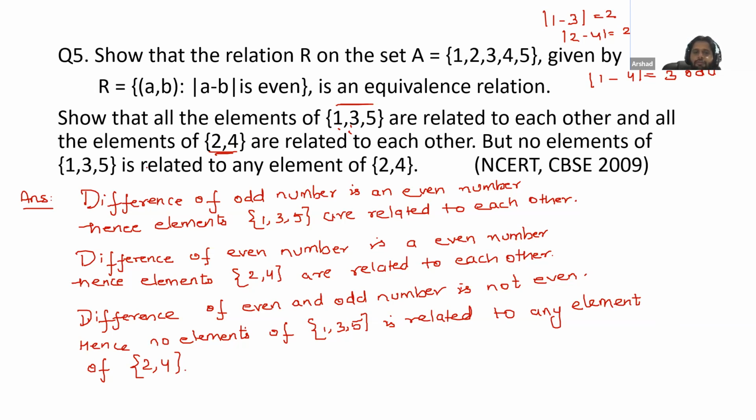Now here we are saying that no element of 1, 3, 5 is related to 2, 4, because this is odd and this is even. You already know if you subtract odd and even, then you will get what? Odd number. The same thing we have written in point third. Is this clear?